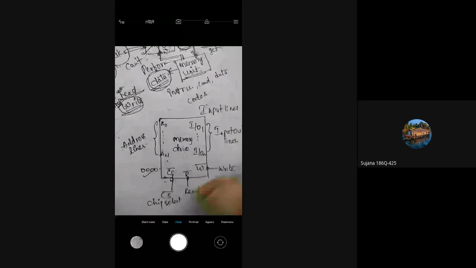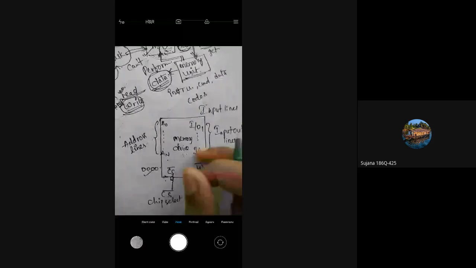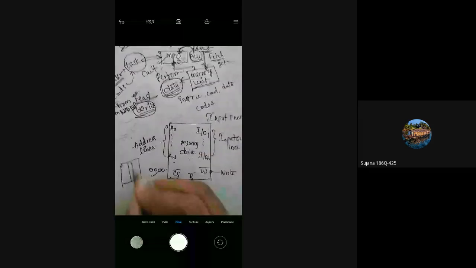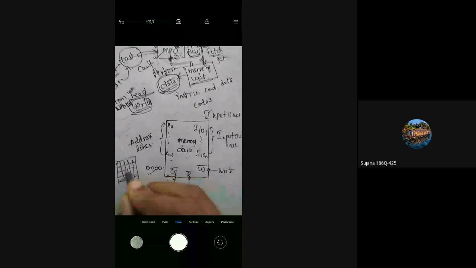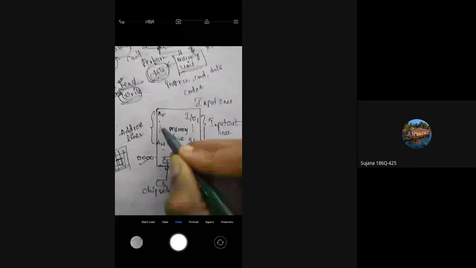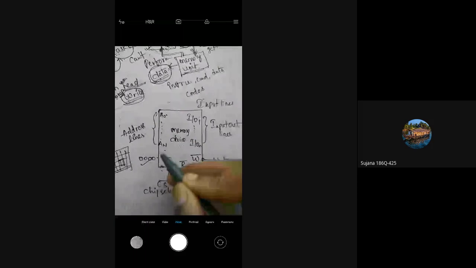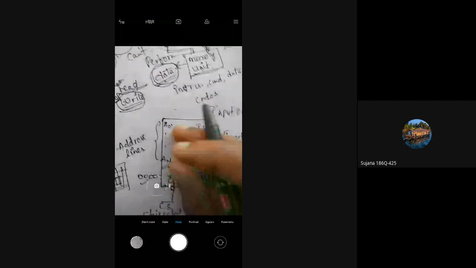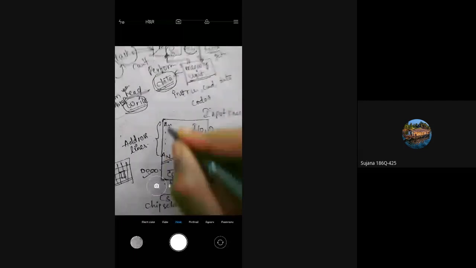This memory device has a number of memory locations, out of which one location will be selected by using the address input lines. These address lines are labeled as A0, A1, A2, A3 and so on up to AN. Based on the capacity of this memory device, these address lines will be given.